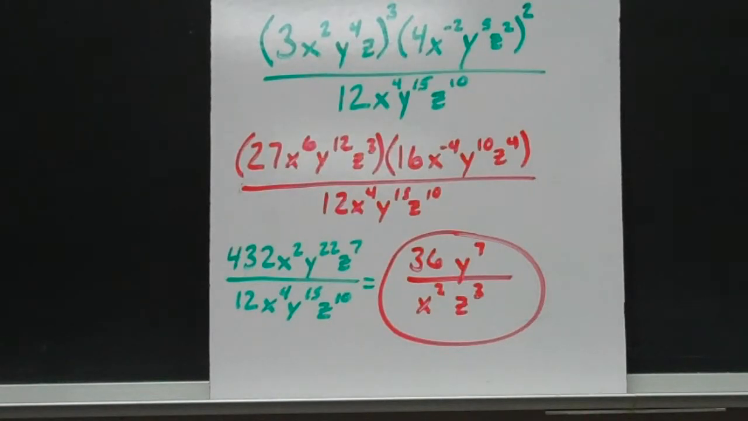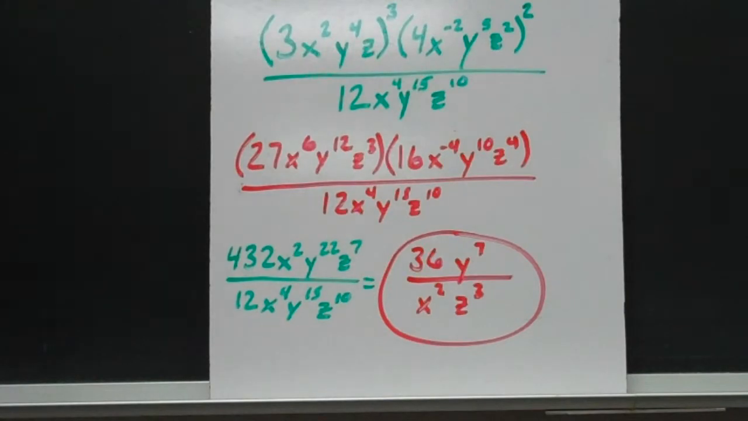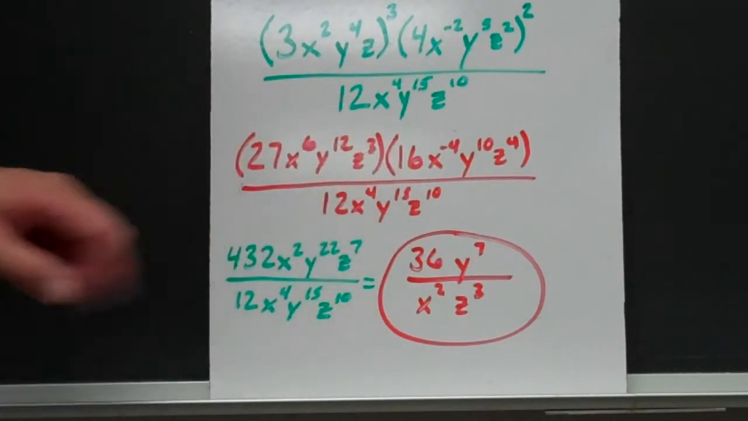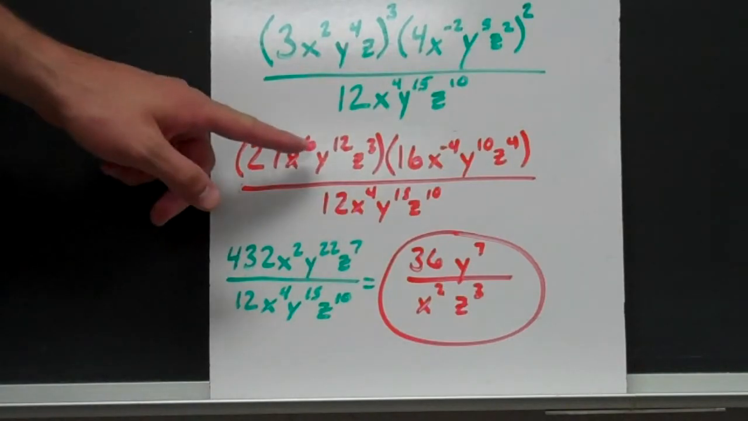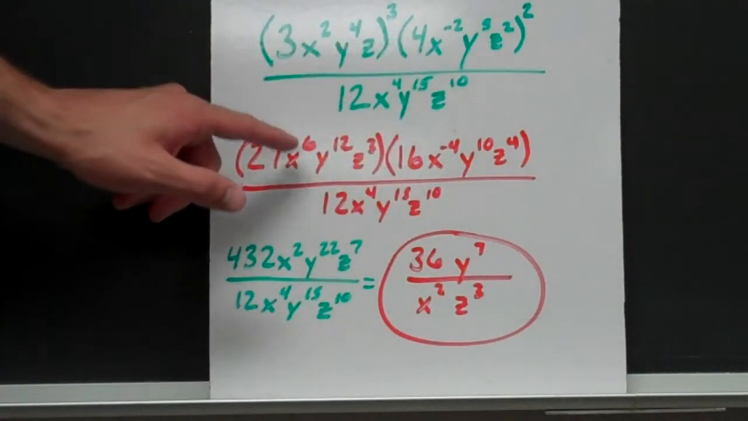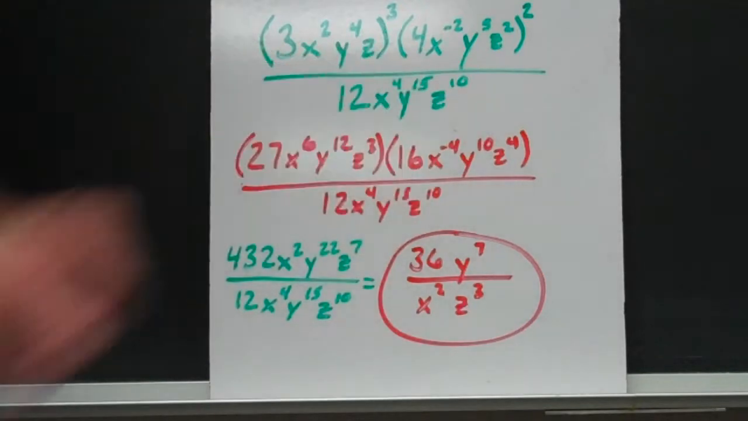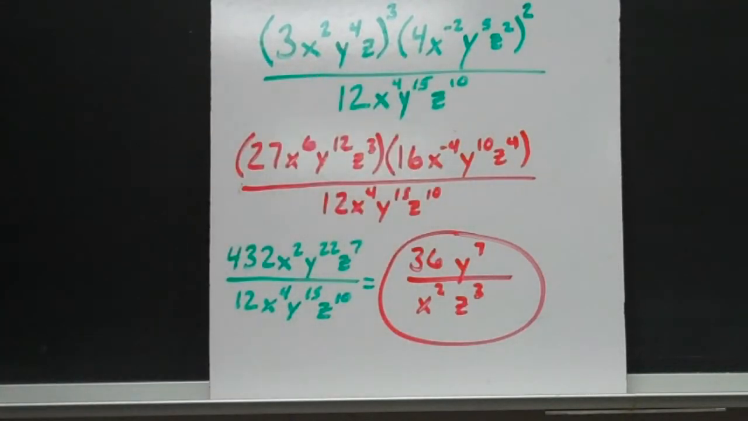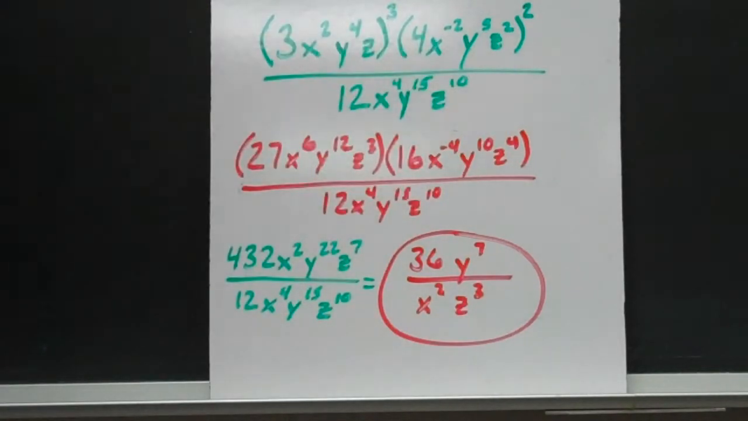Now I want to take care of any multiplication that I have. So I want to look at the numerator here and multiply this all together. 27 times 16 is 432. When we multiply, remember, we add our exponents together. So 6 plus a negative 4 gives us 2, x squared. 12 plus 10 gives us 22, so we have y to the 22nd. And 3 plus 4 gives us 7, so we have z to the 7th. Again, the denominator is going to stay the same.